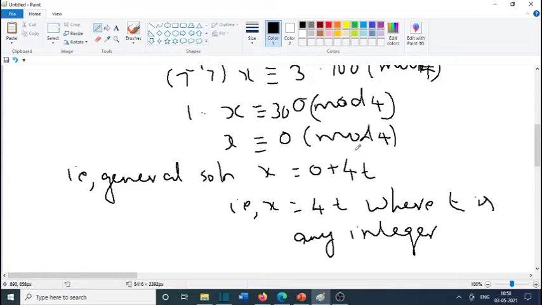0 mod 4. That is, the general solution is x equal to 0 plus 4t, that is x equal to 4t, where t is any integer.